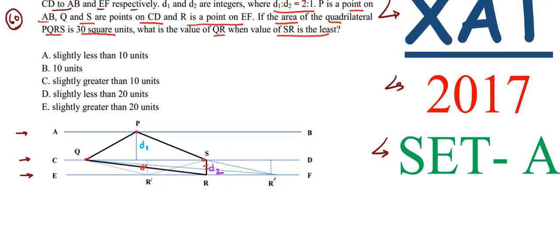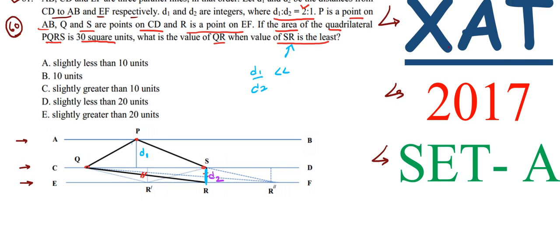So for RS to be least, here we have SR, that is this distance, that is D2, the distance between CD and EF. We need to make this distance least. So how can we make this distance least? This distance D2 can be made least when the ratio D1 by D2 is very less. For making this ratio very less, we can see that the value of this ratio is 2 is to 1.